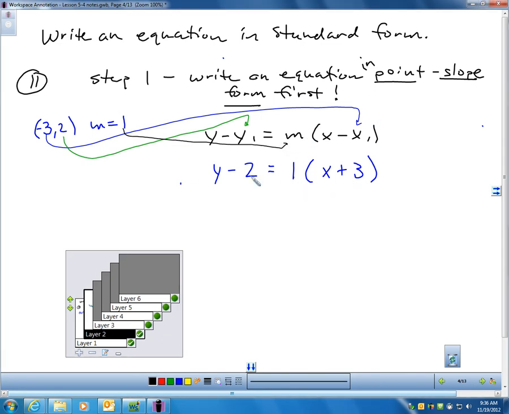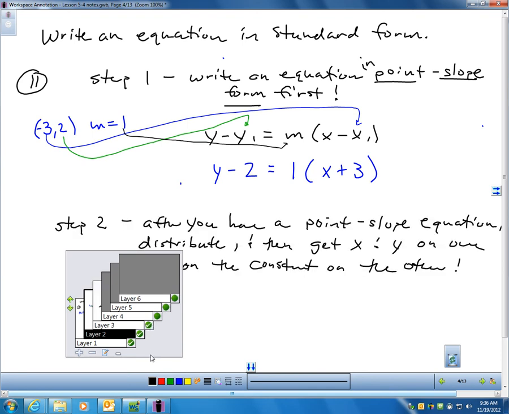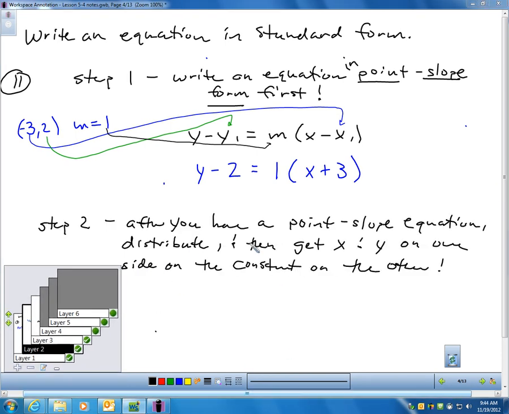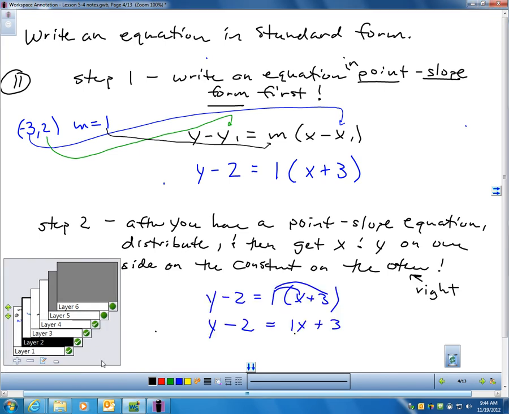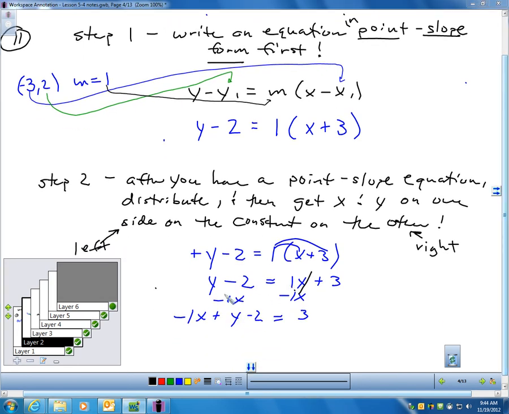Once you have point-slope form, all we need to do to write an equation in standard form is distribute the 1 through, get x and y on one side and the constant on the other, and you will have standard form. So let's do that. I'll distribute the 1 through the equation, which gives me y minus 2 equals 1x plus 3. I'll put all the x's and y's on the left. So I'll take away 1x from each side to get rid of 1x from the right side. And I have negative 1x plus the y minus the 2 on the left, and I'm left with positive 3 on the right.